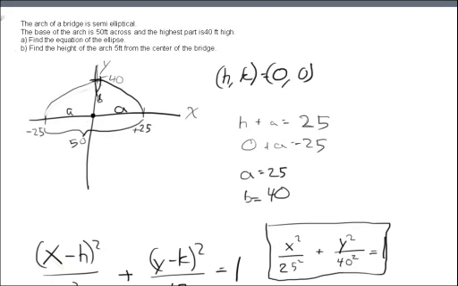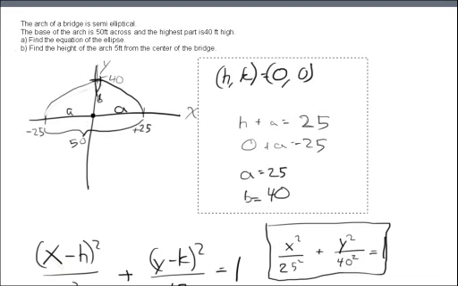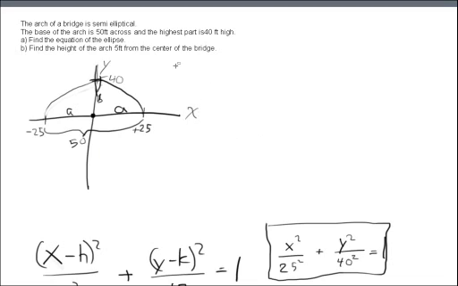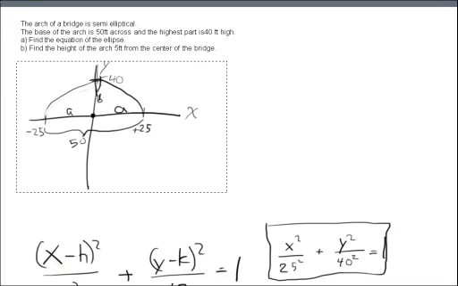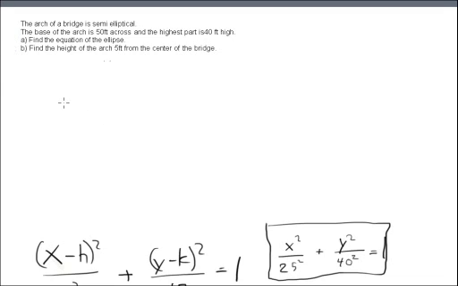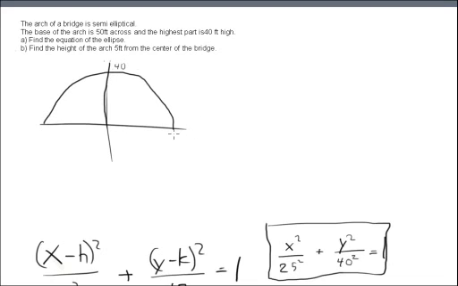Now, let's say we wanted to do part B, which involves finding the height of the arch 5 feet from the center of the bridge. I'm going to redraw this diagram here. So we have, and I'm going to exaggerate this arch, like so. Now, we know this is 40, up here. This is 25. This is our origin. And we want to know 5 feet from the center of the bridge. So at this point, x is equal to 5.